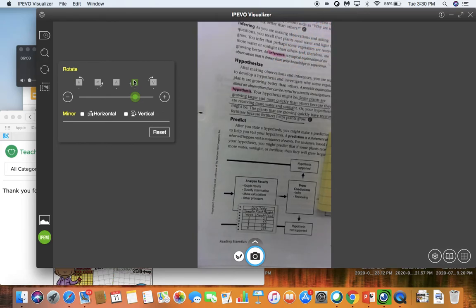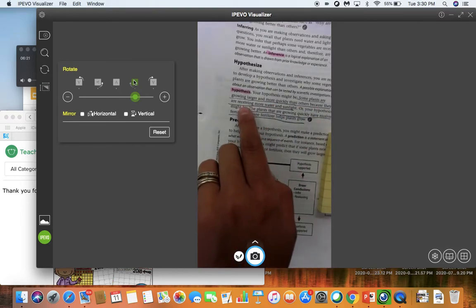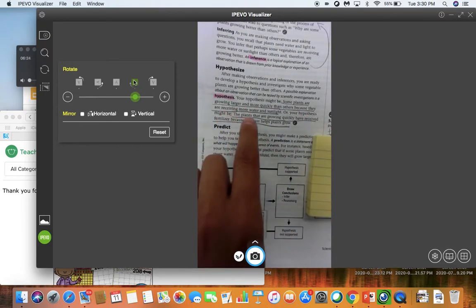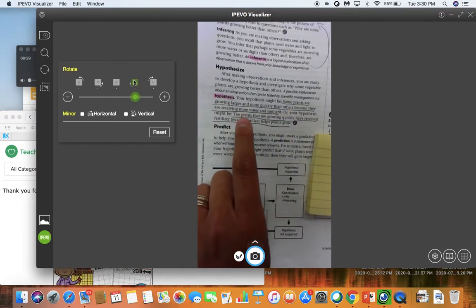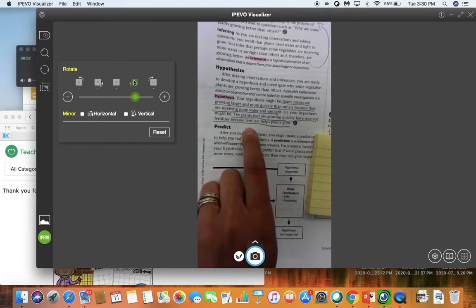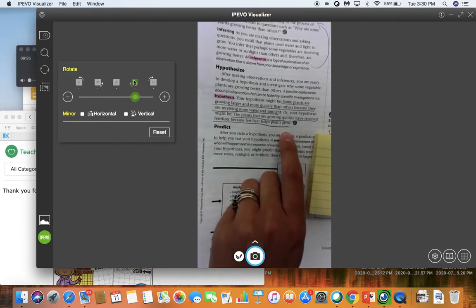Our hypothesis. So, the scenario about the vegetable garden that it talked about in your textbook says, after making observations and inferences, you are ready to develop a hypothesis and investigate why some vegetable plants are growing better than others if you planted a garden. Okay, so one hypothesis could be that some plants are growing larger and more quickly than others because they are receiving more water and sunlight. Or another hypothesis could be that plants are growing quickly and have received fertilizer because fertilizer helps plants grow. Can we research both of these to see if they're true? Absolutely.